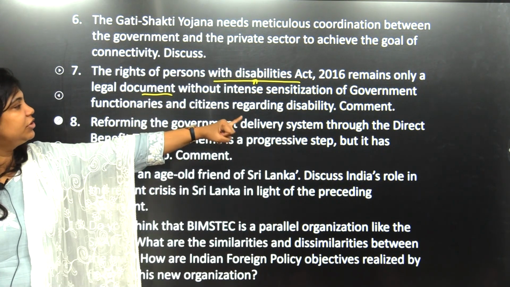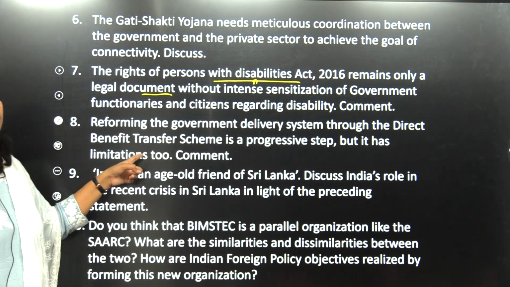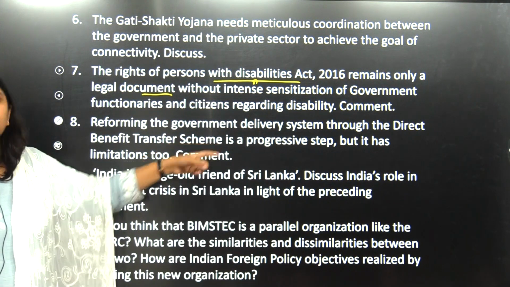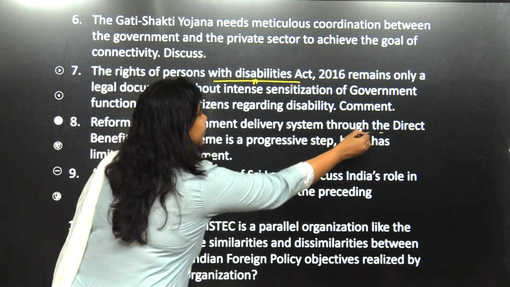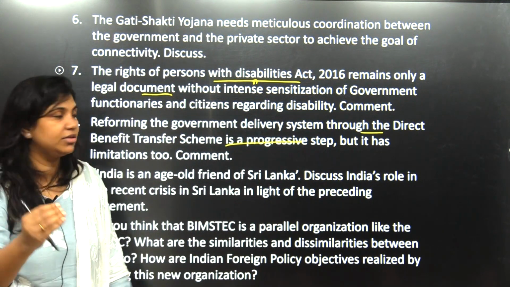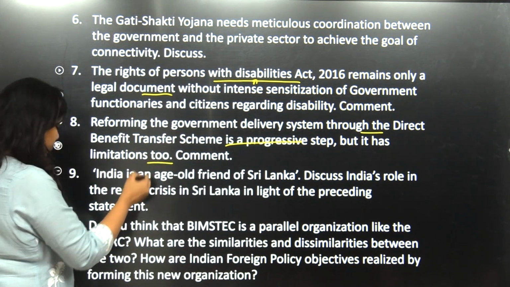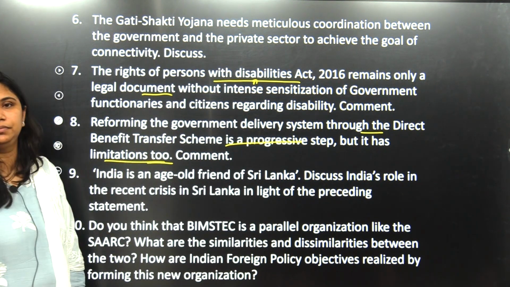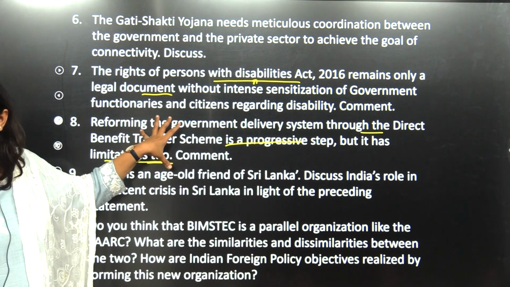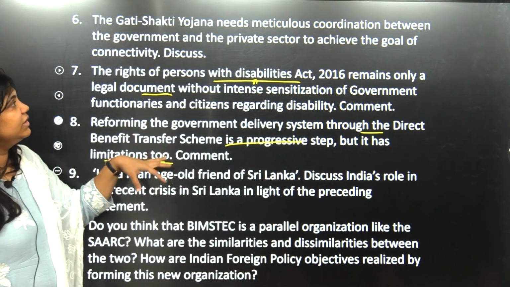Reforming the government delivery system through direct benefit transfer scheme is a progressive step, but it has limitations too. What they are saying is direct benefit transfer is a progressive step. So we'll write how it is a progressive step, few points. Later on, the major question is revolving around limitations. So we will write limitations. So majorly the questions were like this this year. So this is about the questions.